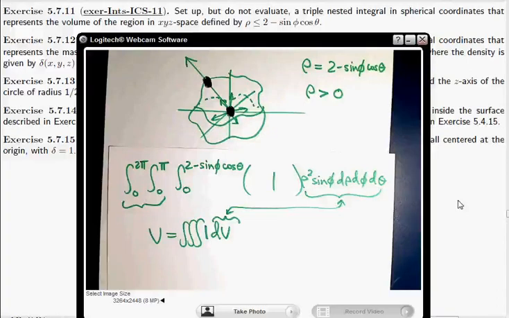Area is 1 in xy. Yeah, that's right. If you want to compute the area of something in the xy plane, then you're doing a double integral of 1 dx dy. That's right.